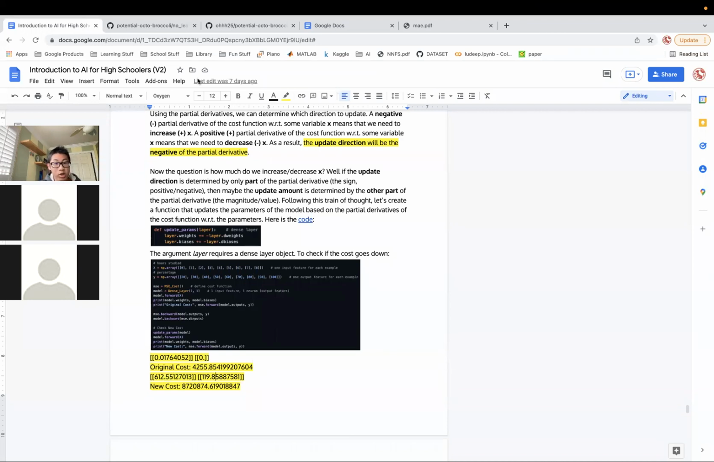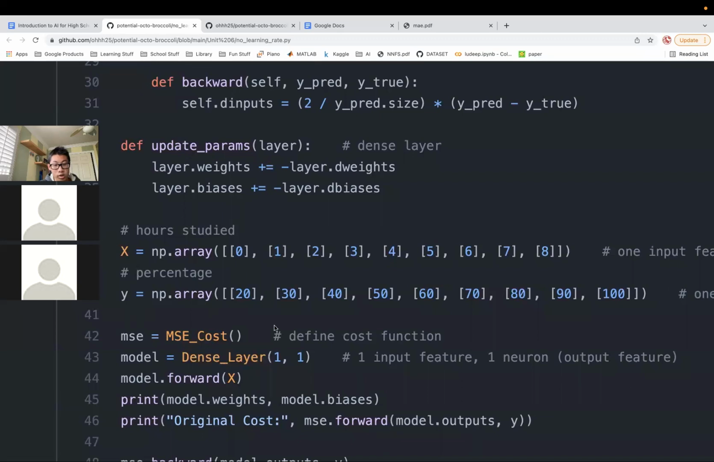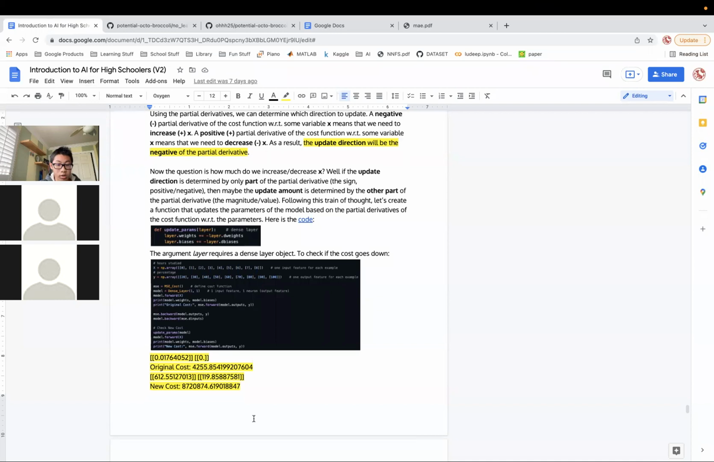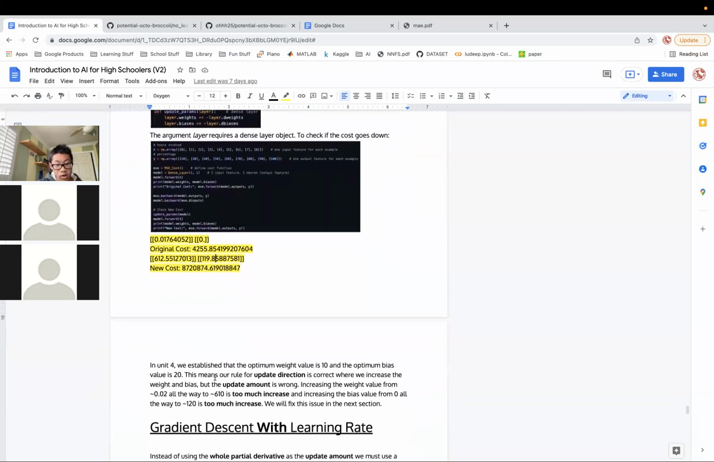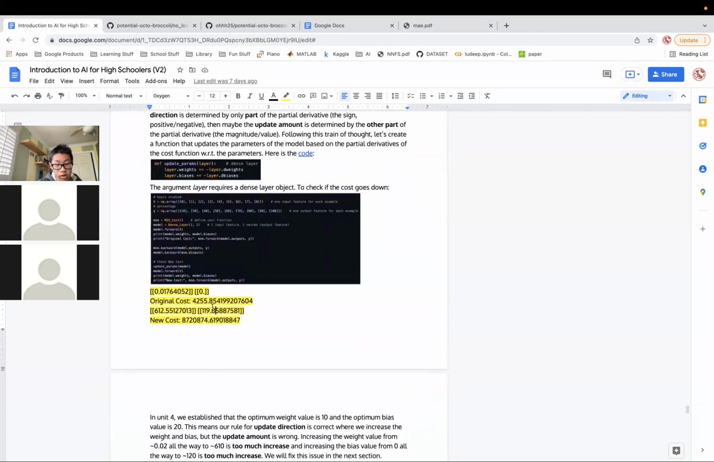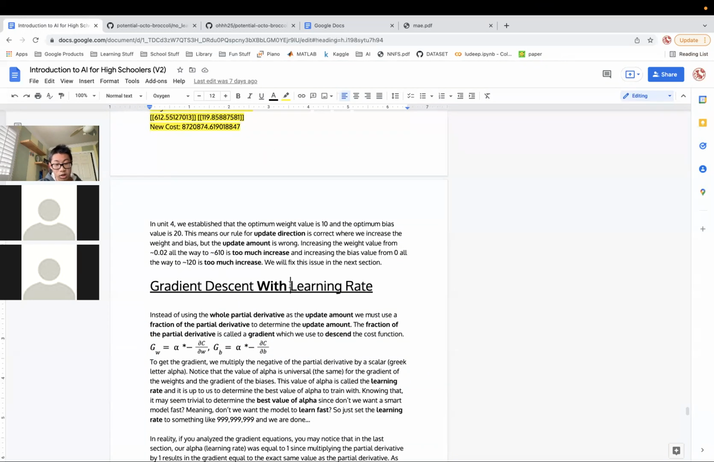And then what should the bias be? 20, right? So if you have 20, what happened is we started at 0 and we increased it all the way to 120. That's like 6 times the difference. So that's not very good. So what we need to do is we add on something called a learning rate.